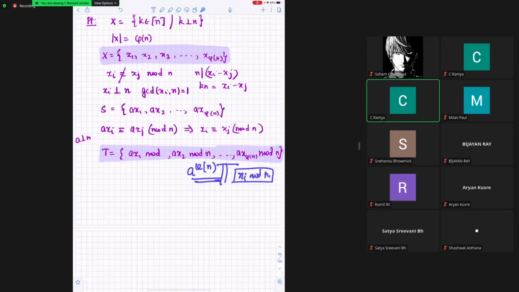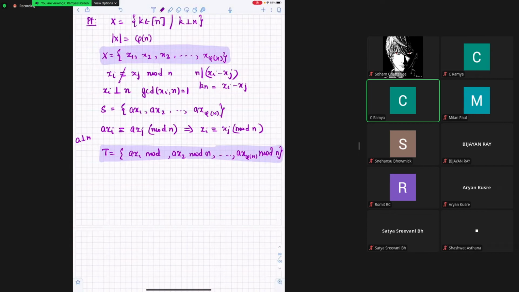So this A to the phi of N has come out. I need something that is congruent to one mod N. Roughly that should be your plan. That's what we are working towards. So here you have a set of phi of N elements, and here there is also a set of phi of N elements. Now I want to ask, what can you say about these two sets?